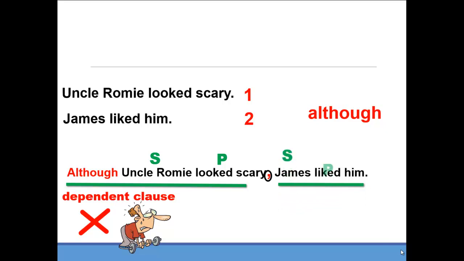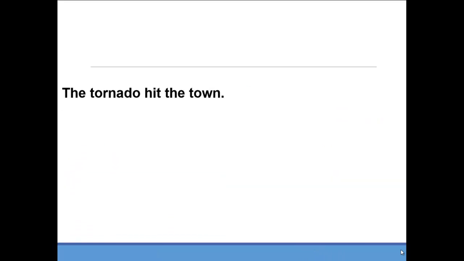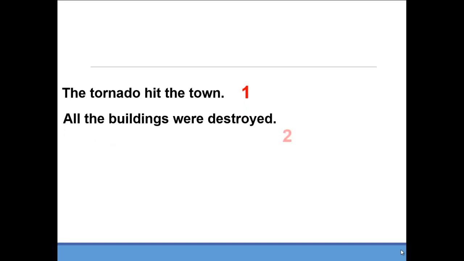James is the subject, liked him is the predicate. Can this part be used alone without the other part? Yes, it is a simple sentence and it can be used alone. The tornado hit the town. All the buildings were destroyed.